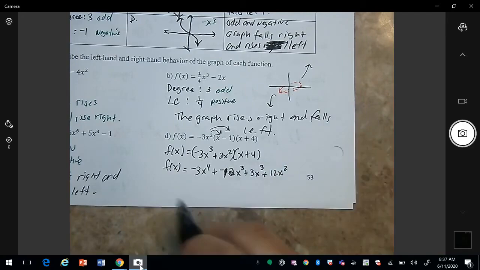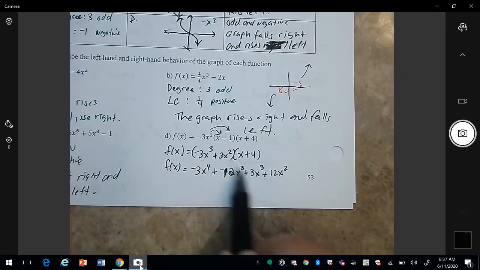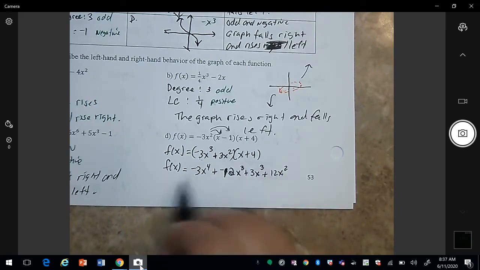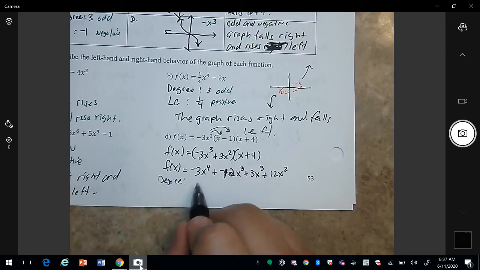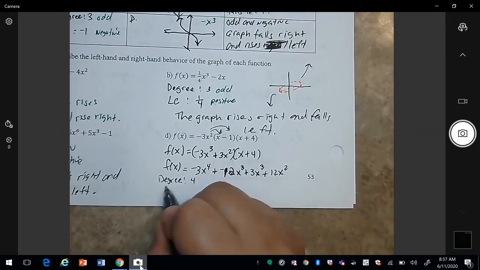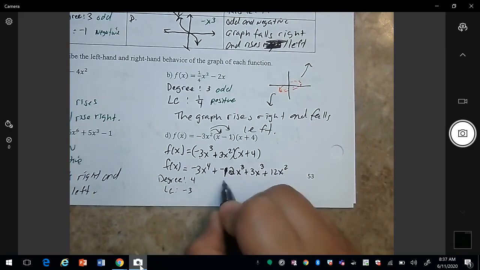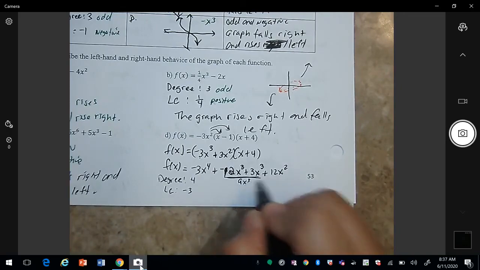So let's check again. Negative 3x cubed times x is negative 3x to the 4th. Negative 3 times 4 is negative 12x cubed. 3x squared times x is 3x cubed. 3 times 4 is 12x squared. So my degree here is going to be 4. My leading coefficient, negative 3. You can add these terms. So this is actually 9x cubed.